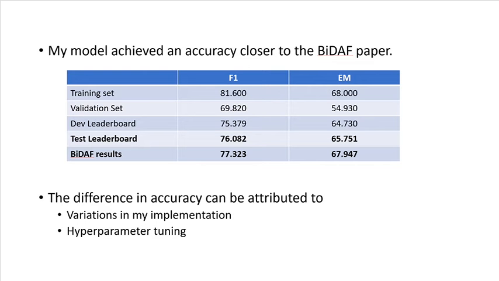Overall, my model achieved an accuracy close to the original BiDAF paper. On the test leaderboard, I scored 76.082 on the F1 metric versus the original paper's results of 77.323. And on the exact match metric, I scored 65.751 versus the original result of 67.947. The difference in accuracy can be attributed to variations in my implementation versus the original paper, and further hyperparameter tuning, which would probably converge the results more.